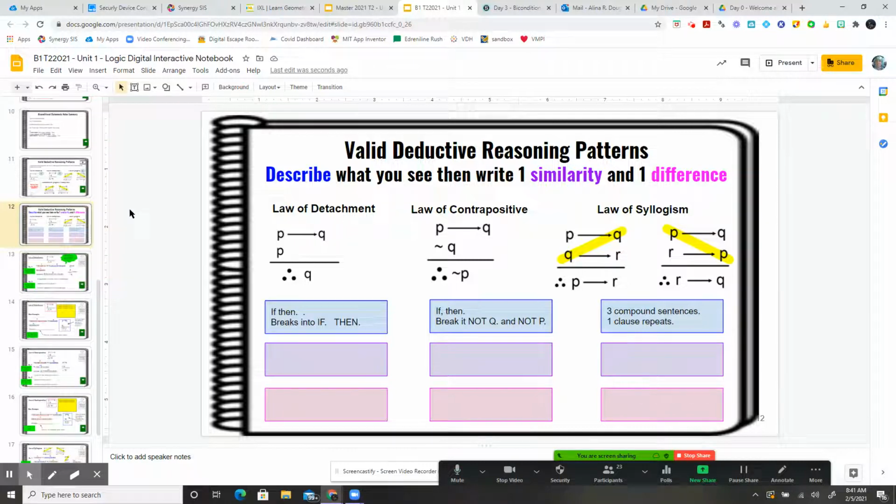Okay, so we're going to take a conditional statement. We're going to start with a PQ. So if I'm a mom, then I have children. And we'd break that apart. So the example would be, I am a mom, period. I have children, period. You make those two, the hypothesis and the conclusion, into sentences. If I take that same thing with law of contrapositive, if I'm a mom, then I have children, and I turn it around and negate it, if I don't have children, then I'm not a mom.